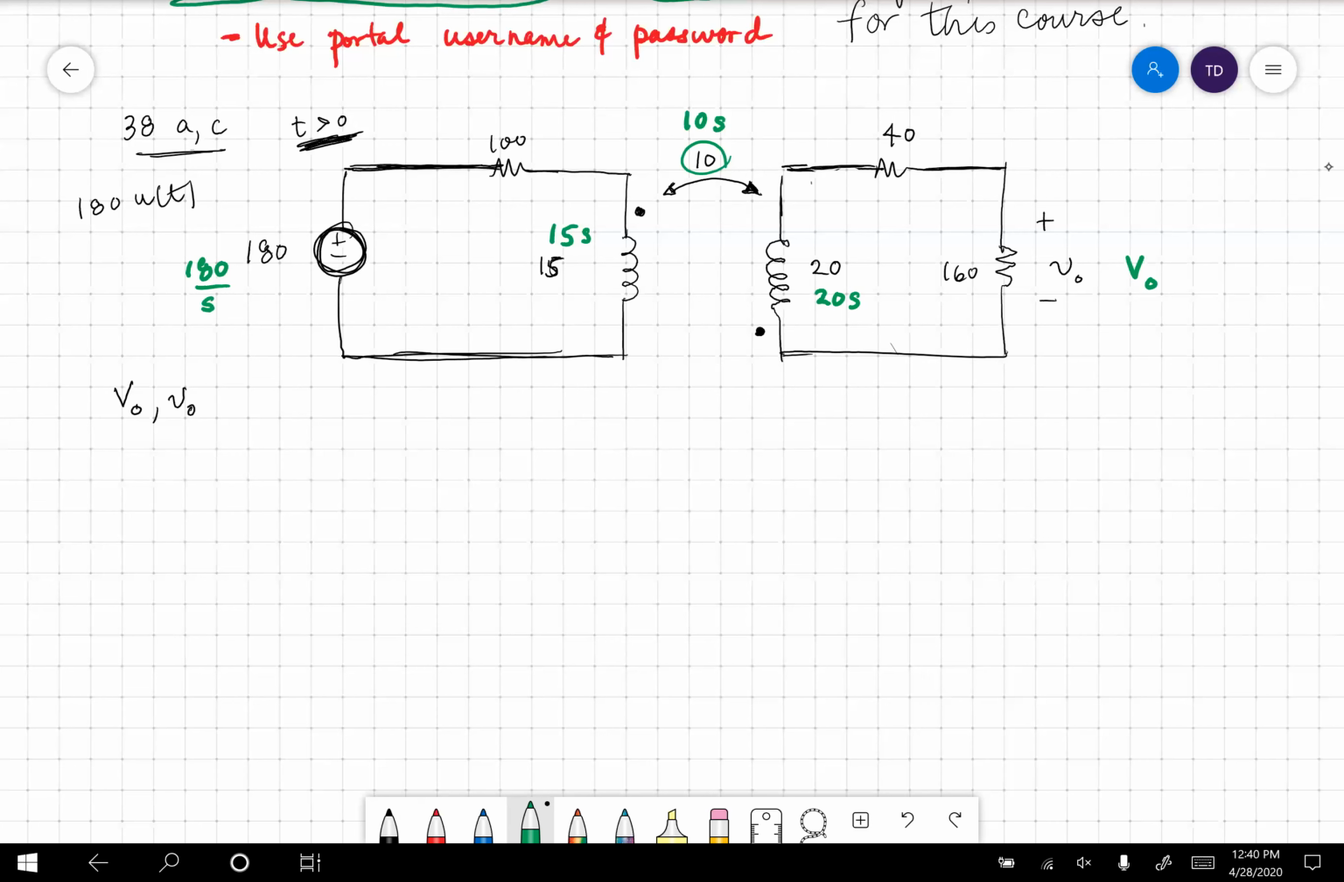Now what? Well, mesh analysis and nodal analysis. Well, I think we want 2 loops. That's the easiest way to solve this thing. So there's this loop over here. Let's just call that I1. And this loop, I2.